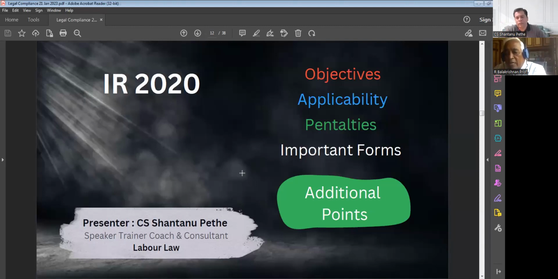Okay. And then is there any provision for the new codes regarding layoff? Yes, it is definitely there. It covers the layoff also in this code, 100%. Layoff will be covered under Industrial Relations Code, which we are going to cover.